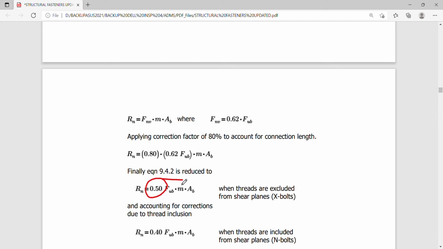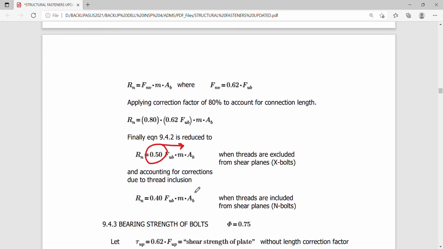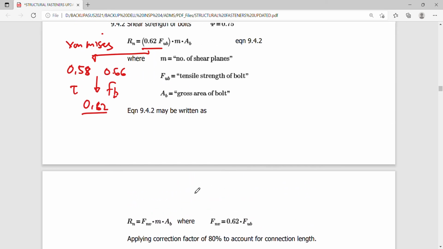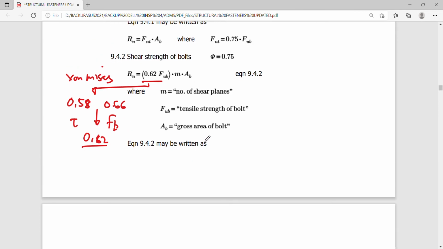So that is how we got the 0.50. FUB, MAB. Okay, if you are using the FUB term, but if you are using an FNB term, you will be simply multiplying by 0.80 FNB MAB. Okay, so this is when the threads are excluded from the shear planes. That is actually on the basis of AB, the gross area of the bolt.